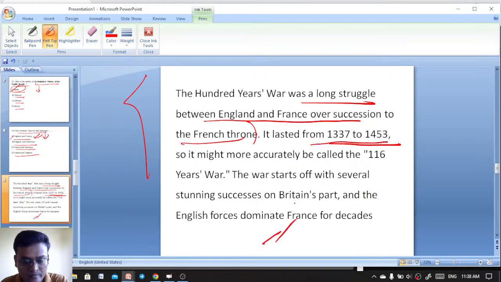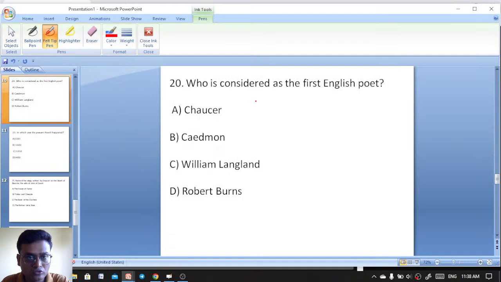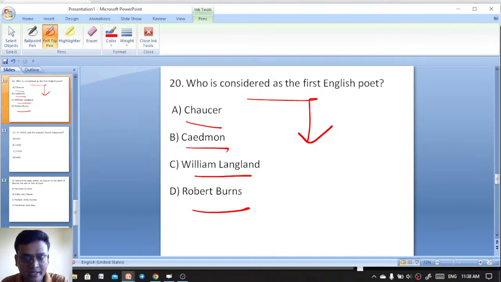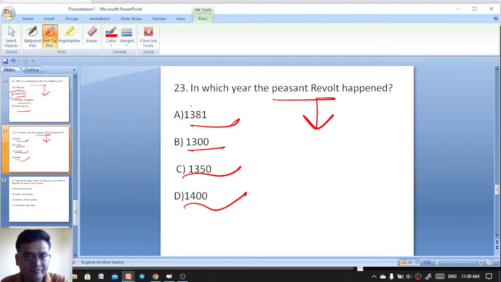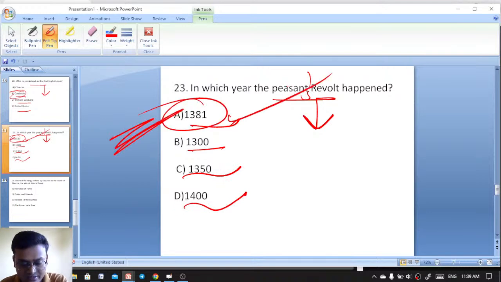Who is considered the first English poet? Chaucer, Caedmon, William Langland, Robert Burns. So the first English poet here is Caedmon. In which year did the Peasants' Revolt happen? 1381, 1300, 1350, 1400. The Peasants' Revolt happened in 1381. 1381 is the right answer.